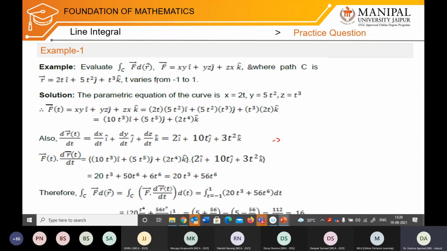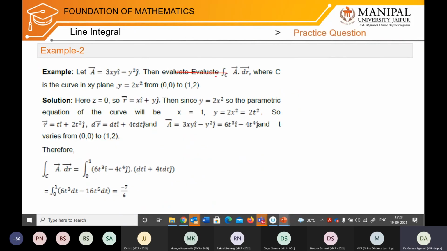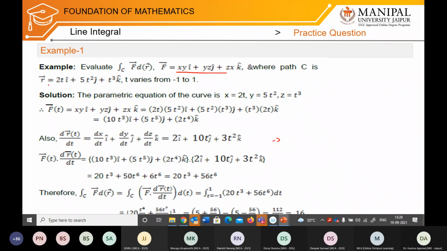For example, we need to find the integral of f dr, that is line integration, where vector f is given and vector r is given, and t is from -1 to 1. So first of all, I just write the values of x, y, z.